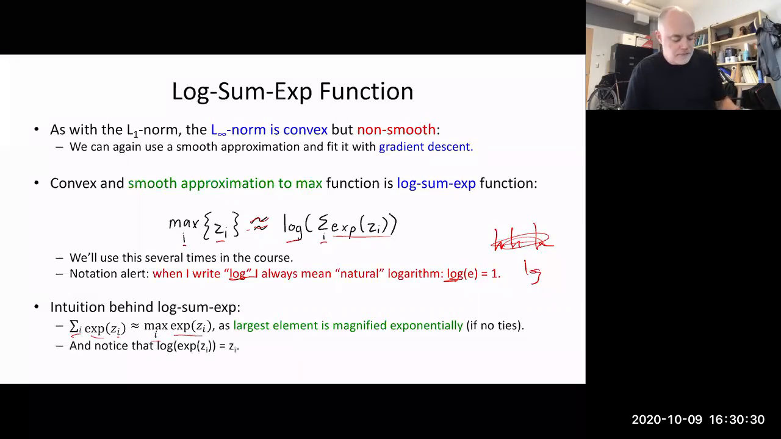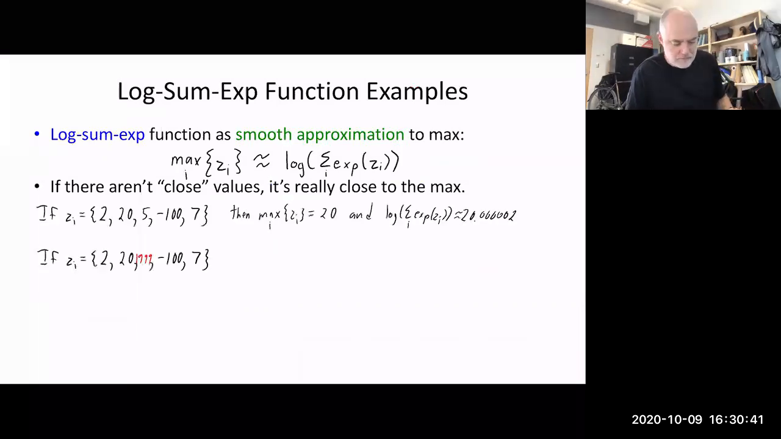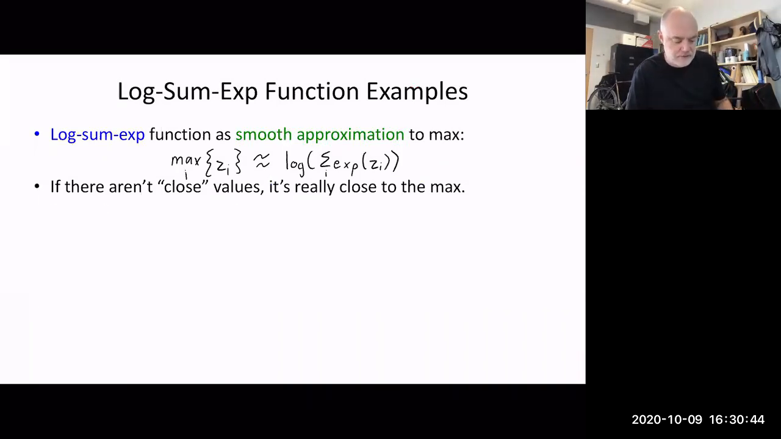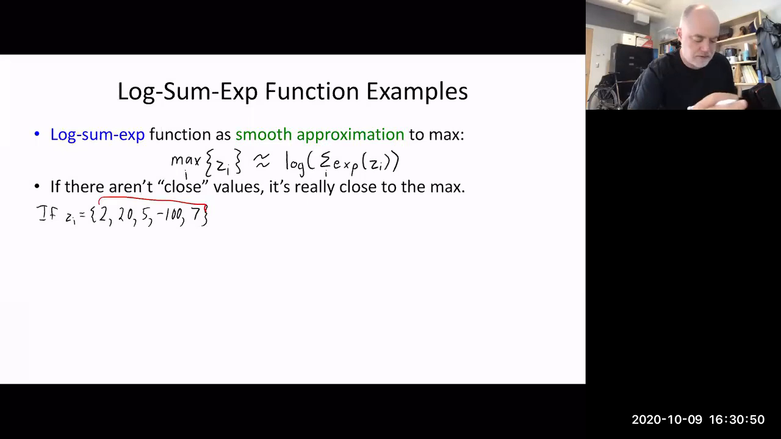And again, the point here, of course, notice that if you take the log of exp of z, it's just z. So the point here is to build a smooth approximation to max. Just to do some numerical examples, zi is an element in this set. Okay, Payman, what's the maximum of this set, and what's your guess as to what the value of log-sum-exp of all of the elements of this set will be?